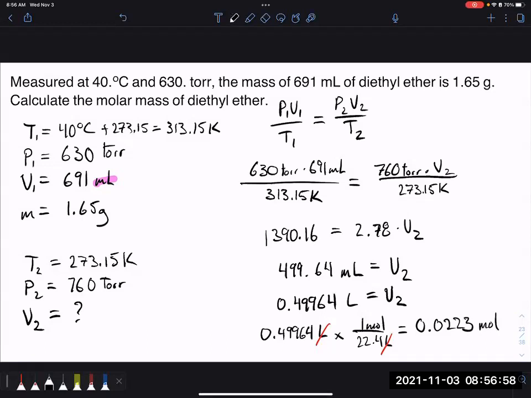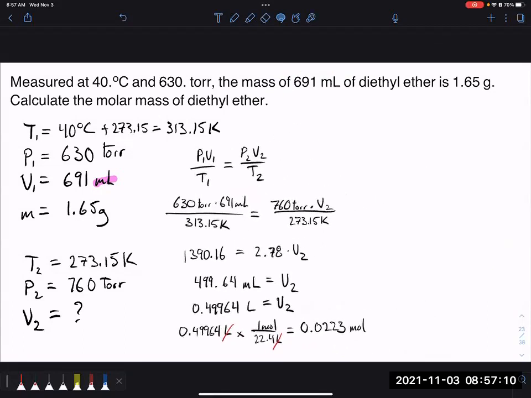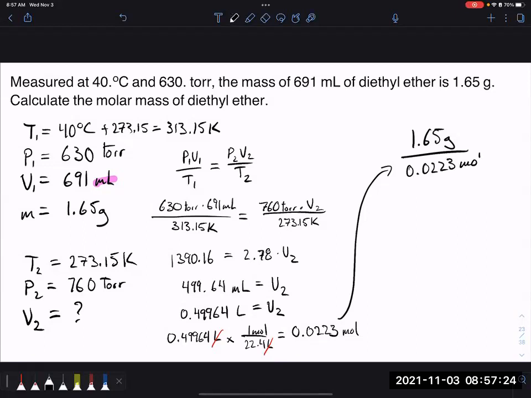And so now our molar mass is going to be grams divided by moles. Okay, so we're going to take our moles here. We're going to do 1.65 grams per 0.0223 moles. So we're going to get 73.97 grams per mole.